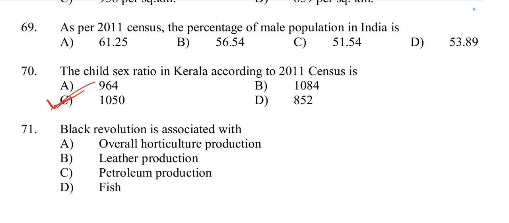Child sex ratio means the 0 to 6 year child, and 150 female per 1000 male. It is the highest among Indian states.